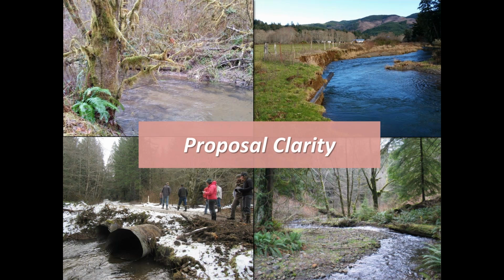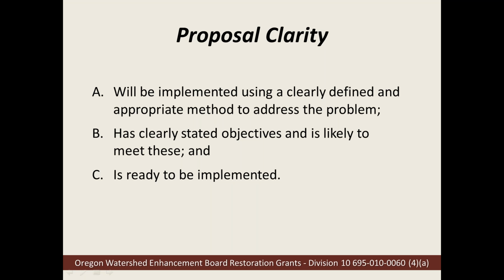I'm going to start by talking about proposal clarity. So proposal clarity is really about a combination of the methods proposed in your application and then also how good the proposal is at conveying the information available in the project. In our rule, this is what we're dealing with at the review team level. It has to be implemented using a clearly defined method. The objectives are clear and it's going to be able to meet those, and also is the project ready? And so again, proposal clarity, you really need to not only meet these rules, but have a pretty well-written proposal that doesn't leave any doubt in the reviewer's mind.